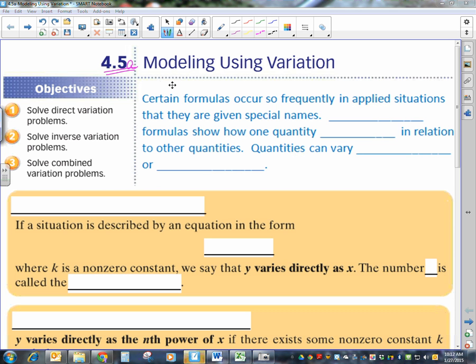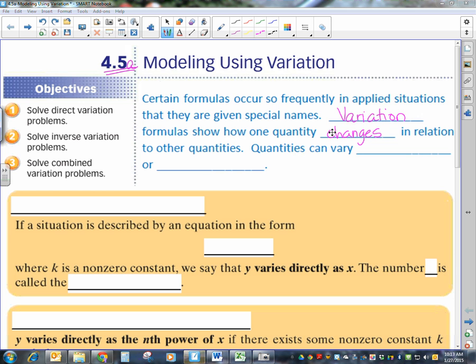Certain formulas occur so frequently in applied situations, that means in real life, that they are given special names. And the ones that we're going to talk about today are those that are called variation formulas, and they show how one quantity changes in relation to other quantities.